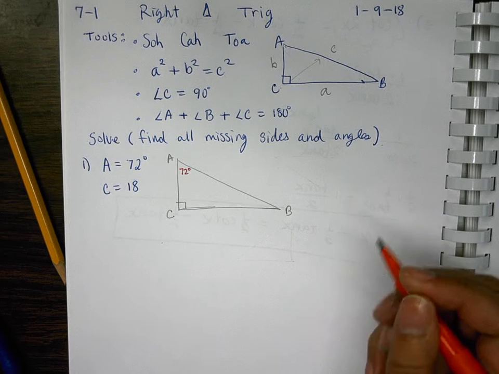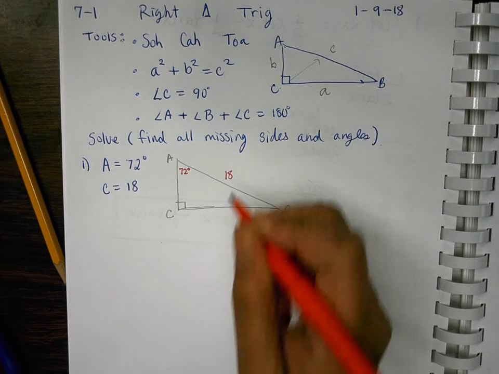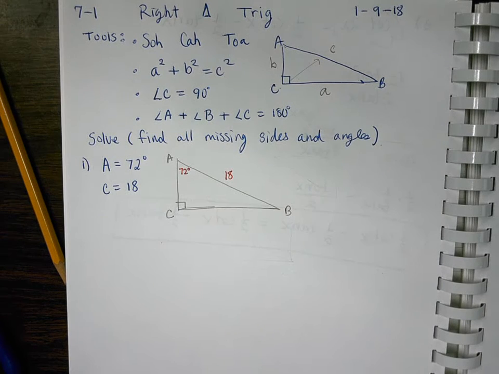This angle A is 72 degrees. Side C is 18. Where is side C? AB, BC, or CA? Hypotenuse. The hypotenuse, opposite the 90.